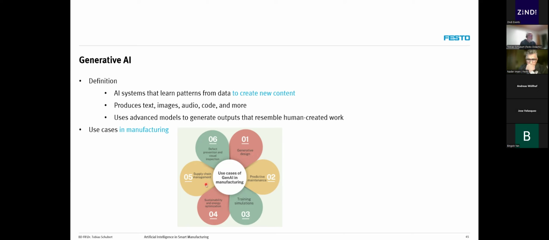Maybe supply chain management, predictive maintenance, of course, is an issue. Training simulations, that's more like the education stuff. Energy optimization. There are a lot of different use cases, and there will be far more in the future, I would say.